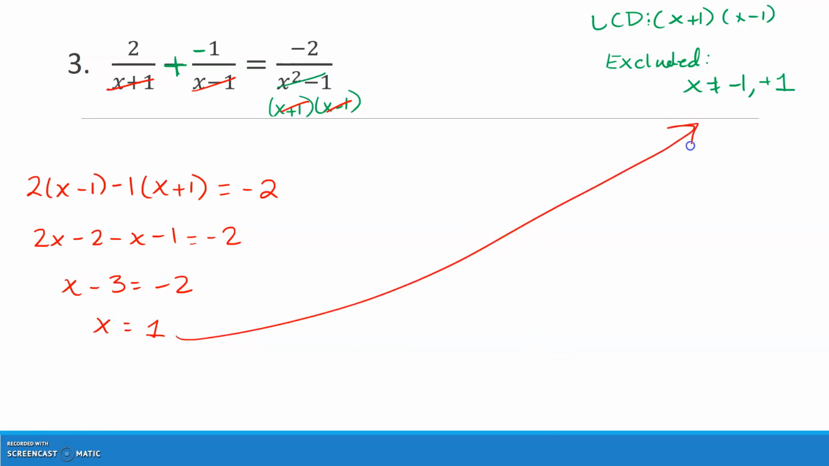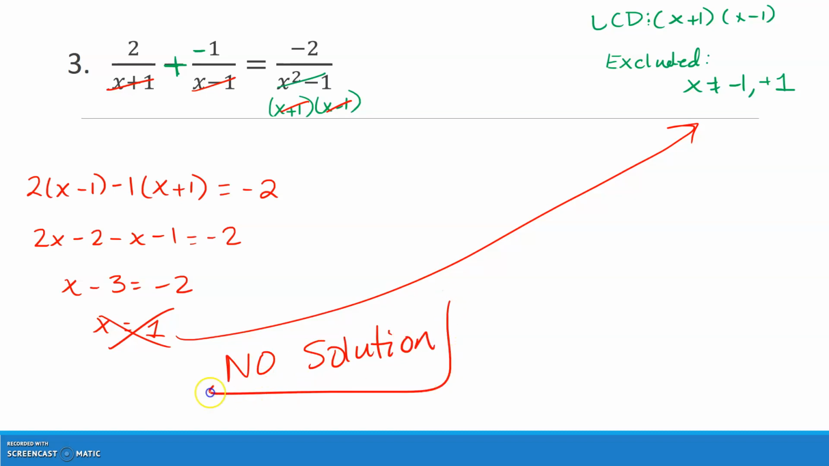Okay? 1 is one of the excluded values though, so x can't be 1, and that means that there was no solution. There's no number that would make this left side equal to the right side. The only number it could be was 1 when you solved it, but then 1 is one of the excluded values right there, so it would cause the denominator to be 0, which means you'd be dividing by 0, which is not legal math. It is illegal to do that, so there is no solution.